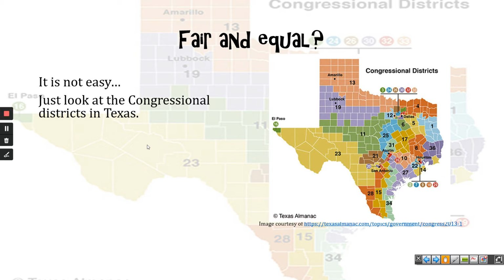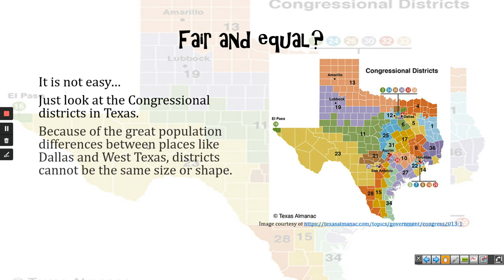It is not at all easy to figure out how to draw these areas equally, because to get to this one person, one vote concept that we'll talk about later, means the districts necessarily have to be different sizes in terms of land. Areas where there are fewer people lead to bigger districts. Areas like Houston or Dallas where there are more people lead to smaller districts.